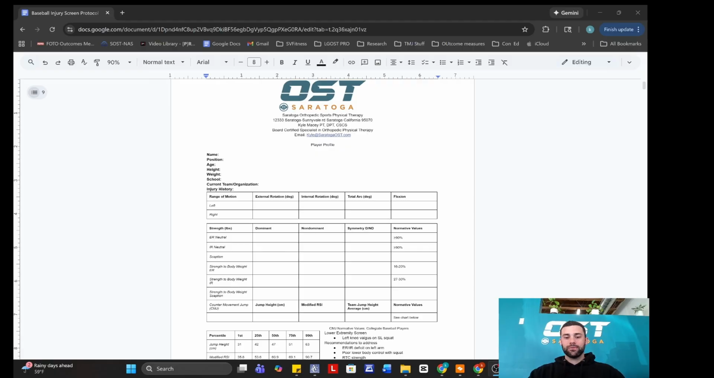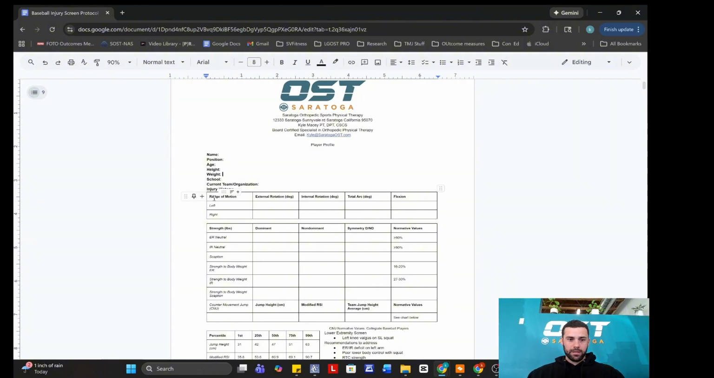The screen itself is 4 stations, the first being a spine and lower extremity, the second being upper extremity, the third being upper extremity strength testing, and then the fourth is a counter movement jump on dual force plates. This is the player profile that you see in front here. The top part is demographic information, and then it goes into some of the data collection.